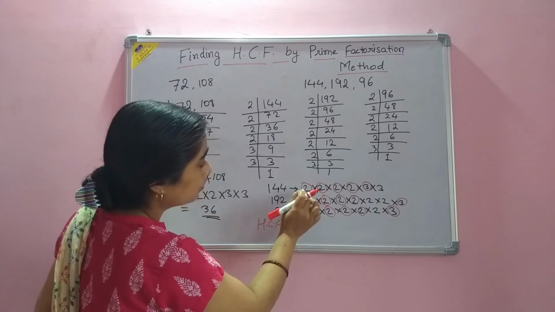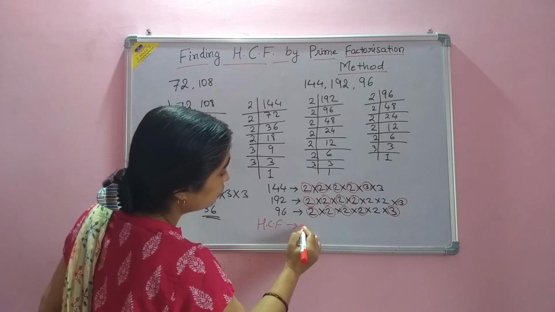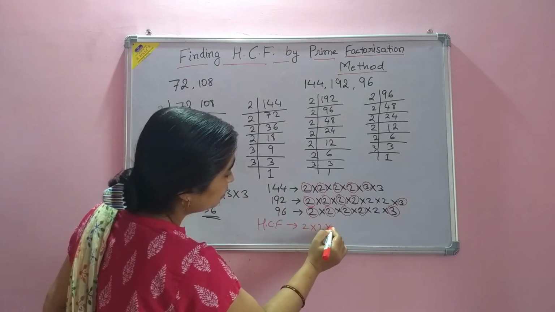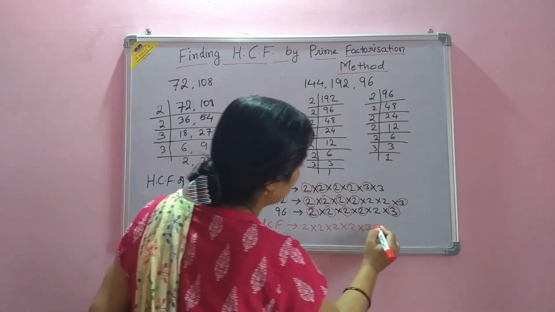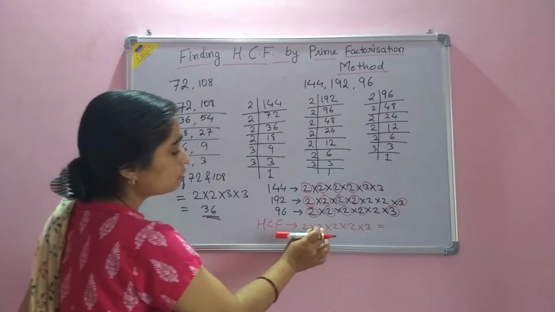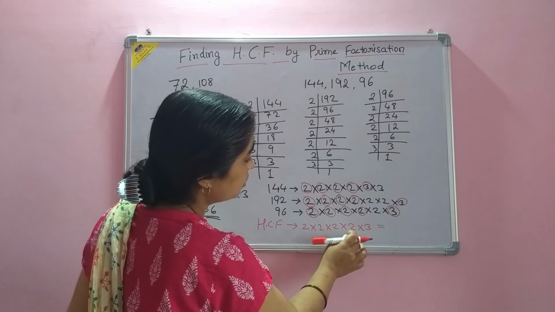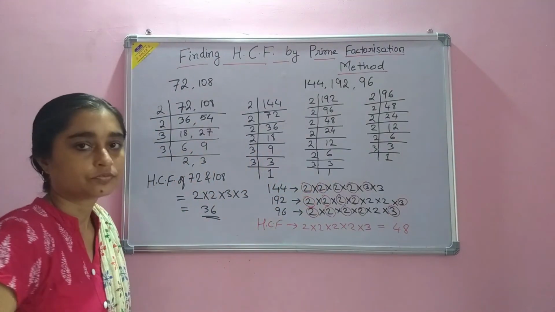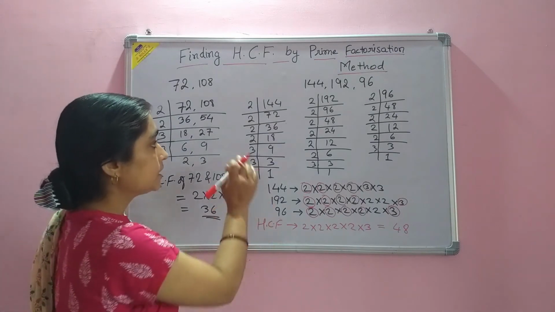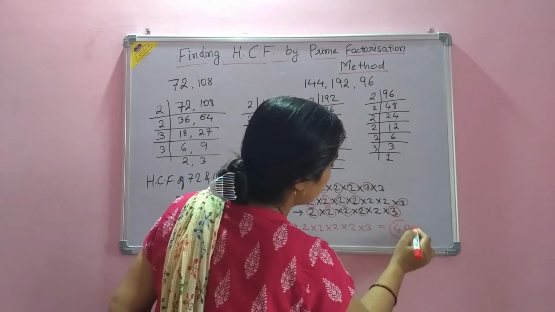How much? 2 four times and 1 time 3. That is how much? 2 2s are 4, 4 2s are 8, 8 2s are 16, 16 3s are 48. Understood? So the HCF of all the three numbers is 48.